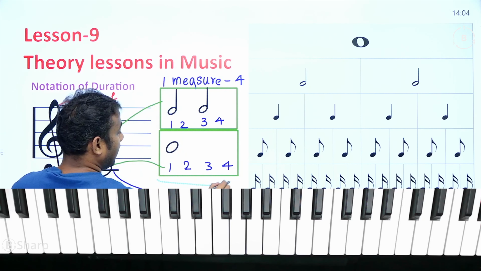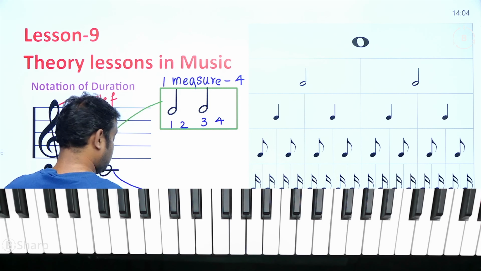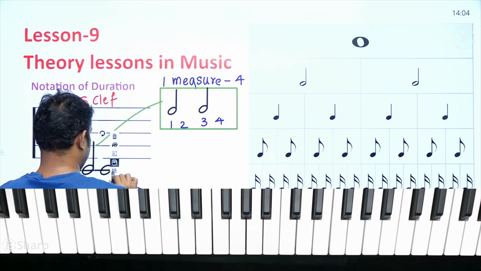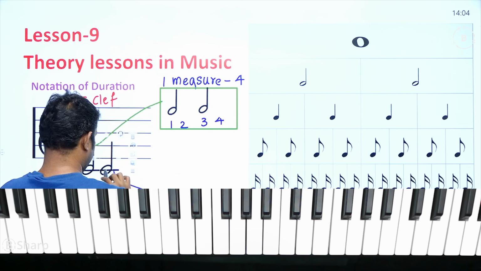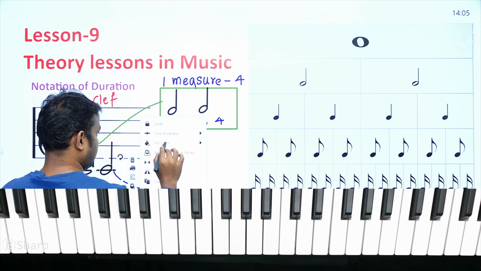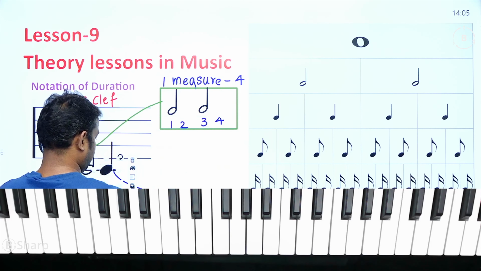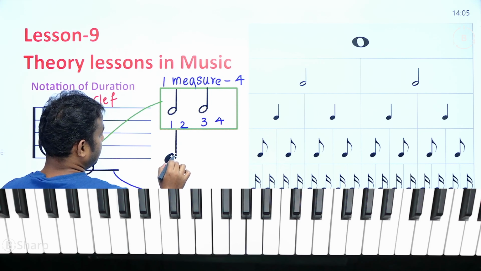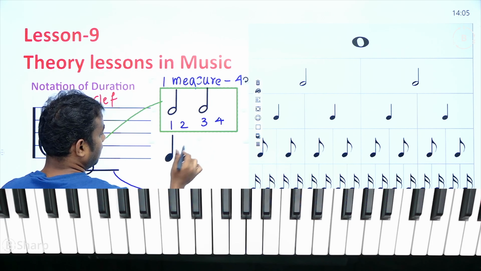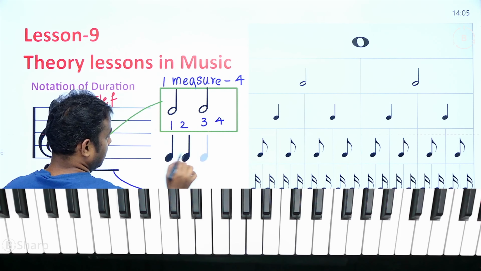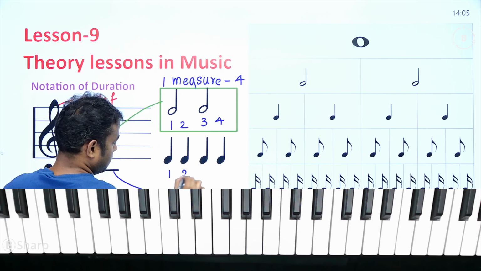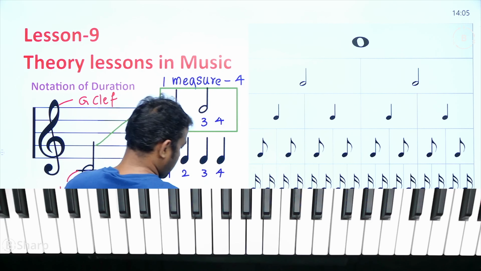So for that, I'll take this same thing here, and this one also we'll remove. The same shape here, filled with something. So if it comes here like this, it looks like this. 1, 1, 1, then 2, 3, 4. 1, 2, 3, 4. 1, 2, 3, 4. So like this, we have to do this one also here.